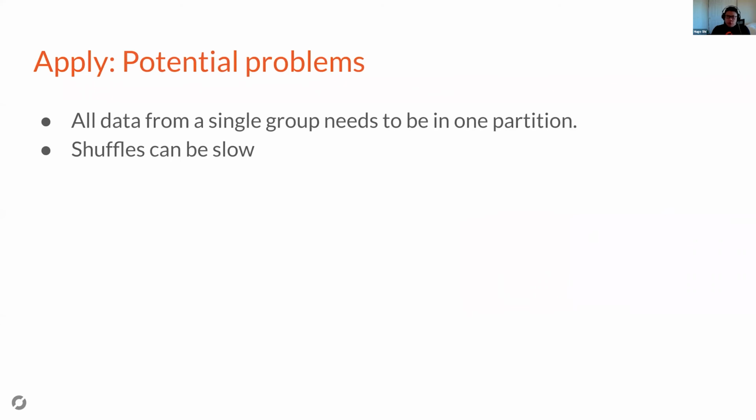So there are 2 potential problems that people run into when running a group by and apply. The first is that the data from a single group needs to be in one partition, and that's just because the apply function is just a Python function that generally is making a pandas call. It doesn't know how to work with data that isn't all there. And the second problem is that shuffles can be slow.